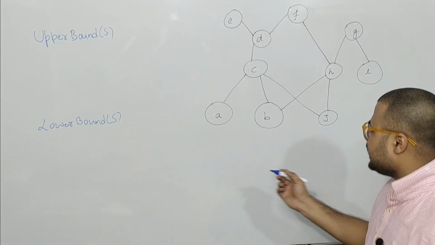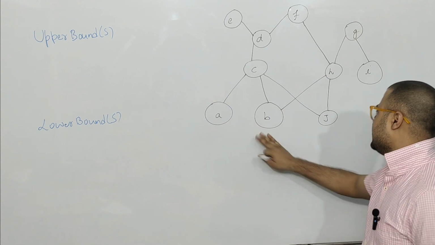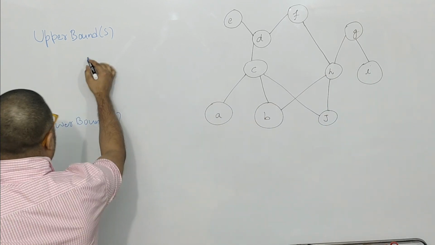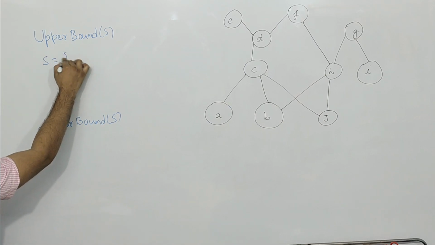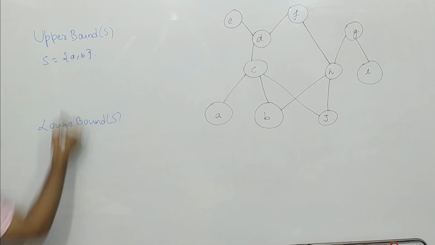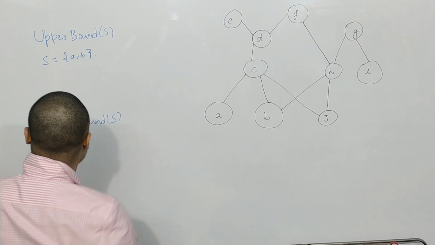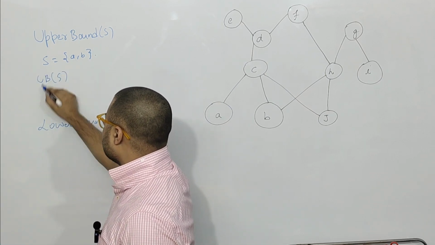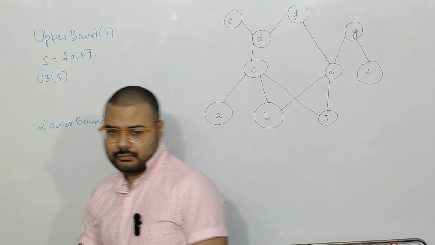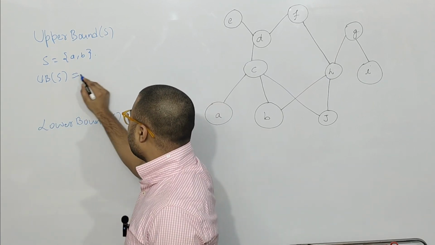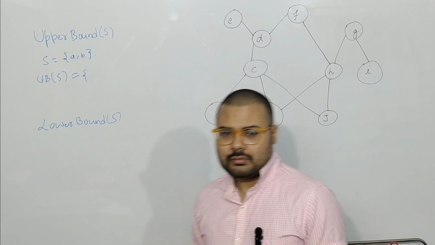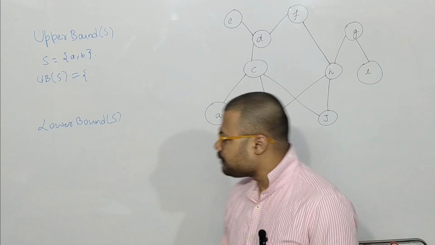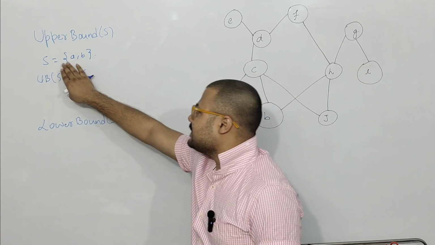Now let's consider my set S is A, B. When my set S is A and B, then what is the upper bound of S? I mean, you know what the upper bound of S is. In one of the videos, I already covered that. We are revisiting it. So, what is the upper bound of S when S is A and B?